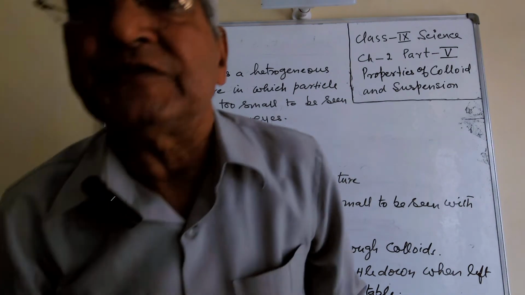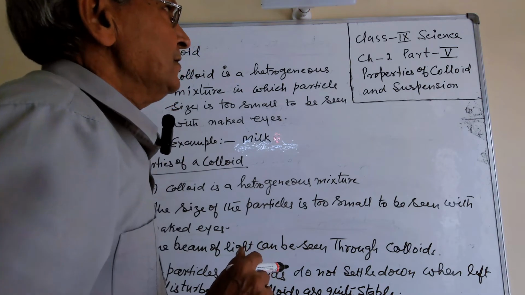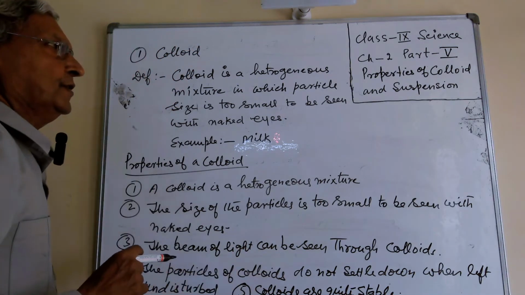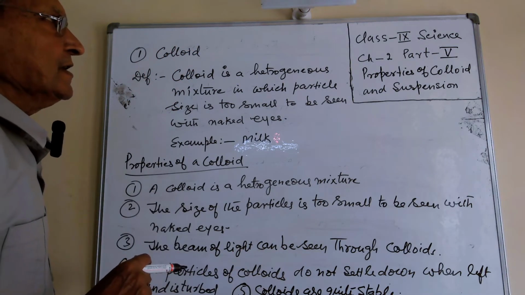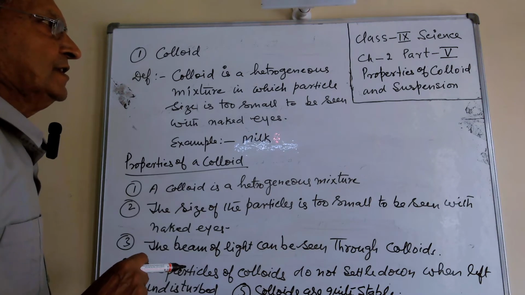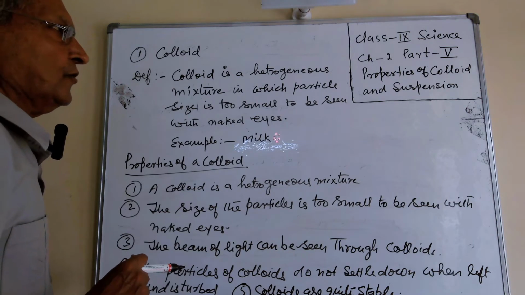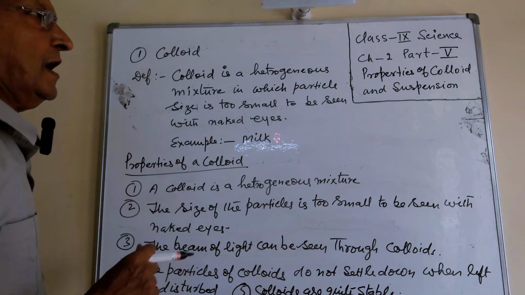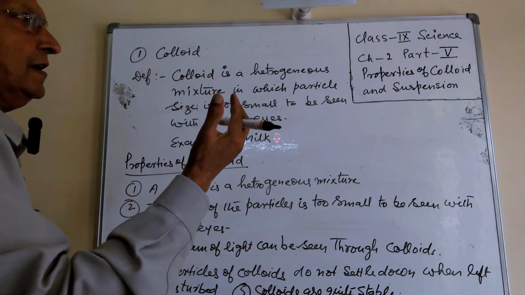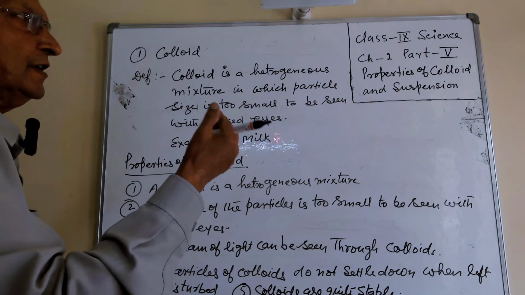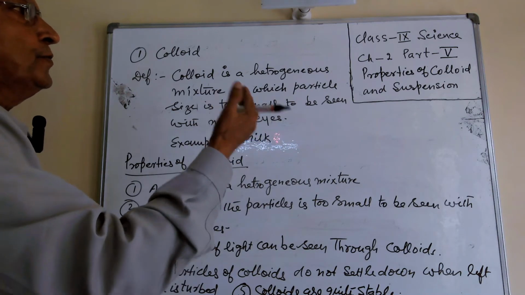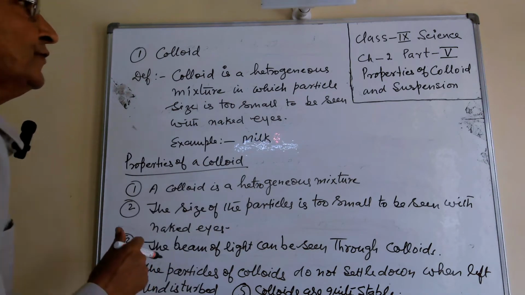My dear students, I am taking the sixth part of the second chapter, ninth class science, that is properties of colloid and suspension. I am taking colloid and suspension both, the definition of both and the properties of both. Now I am taking one by one.